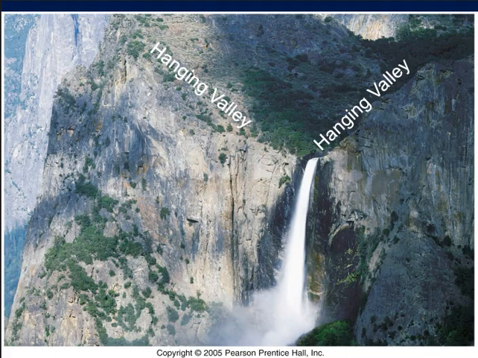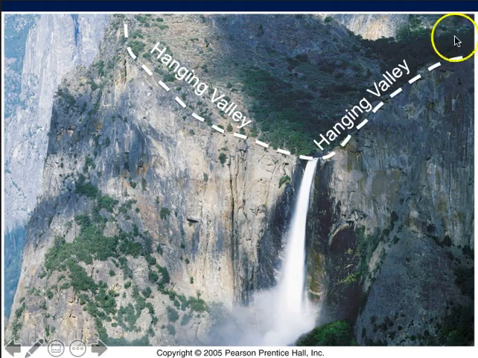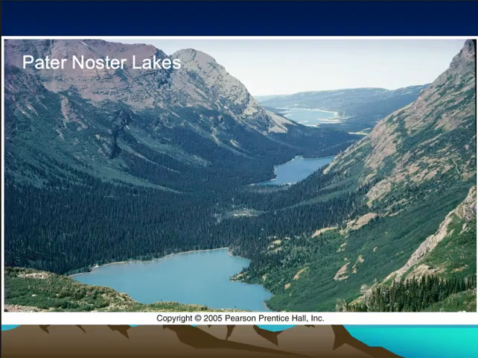Yosemite Valley also has great waterfalls, which form because they are falling from hanging valleys. So here, Bridalveil Creek falls off the end of the hanging valley down to the valley floor below, creating Bridalveil Falls. Big U-shaped valley here with a row of lakes. Good example of paternoster lakes.